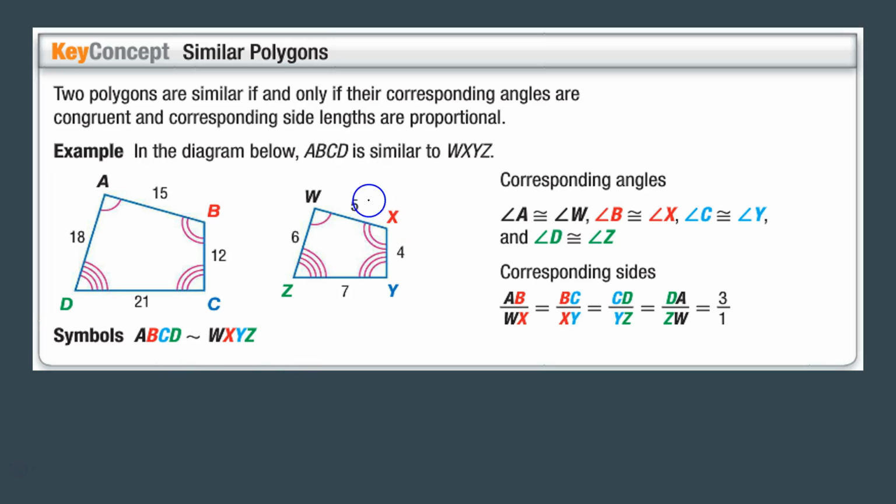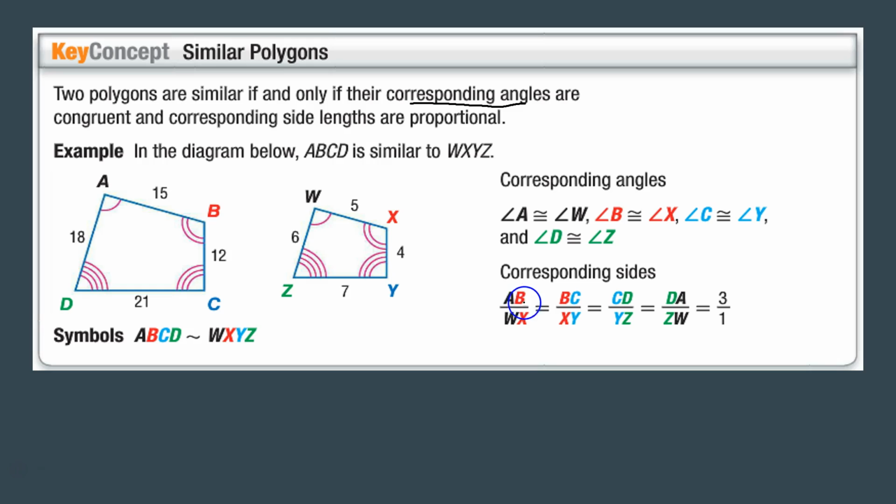Based off of the markings that they have here, we know that angle A is congruent with angle W. We also know that angle B is congruent with angle X, angle C is congruent with angle Y, and angle D is congruent with angle Z. So that's the first part.